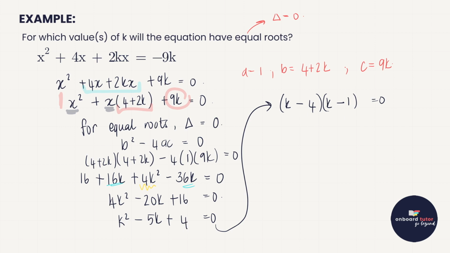And so now we can solve, well, either k minus 4 equals 0 or k minus 1 equals 0. And then we go for it. k equals 4 or k equals 1. And so to answer the question, for which values of k will the equation have equal roots? Well, basically, if I were to substitute in a 4 in the place of k or a 1 in the place of k, then I could work out this discriminant and it would equal 0. And so then the roots would be equal.